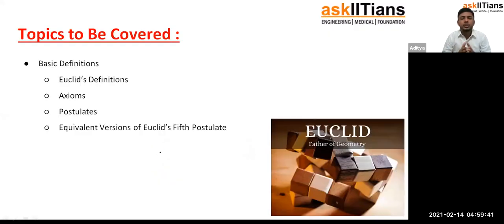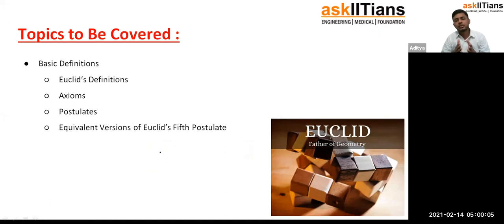So the main topics that will be covered here in this presentation are some of the very basic definitions laid by Euclid, then his axioms and postulates, and finally followed by the very important postulate, which is the fifth postulate. So equivalent versions of Euclid's fifth postulate and some questions based on that.